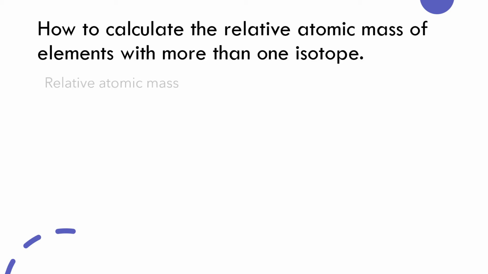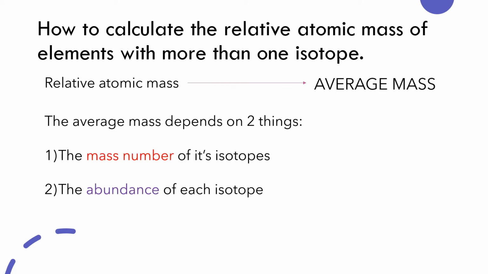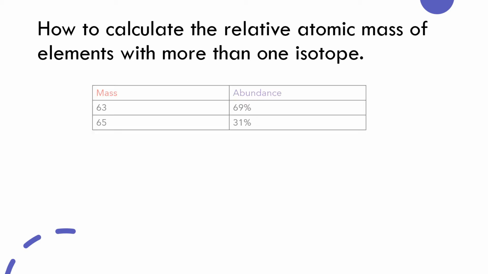So how to calculate it? The relative atomic mass is essentially the average mass, and the average mass depends on two things: the mass number of its isotopes and the abundance of each isotope. So, using an example of copper, copper has two isotopes, copper-63 and copper-65. Each of the according abundances is shown. In your exam, you will get an equation for the relative atomic mass. However, it's good to understand where it comes from.